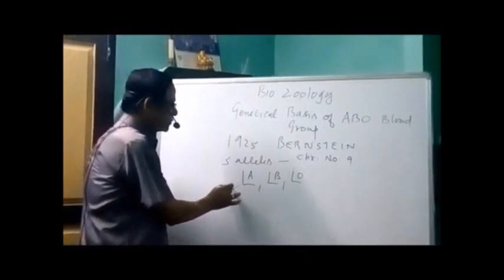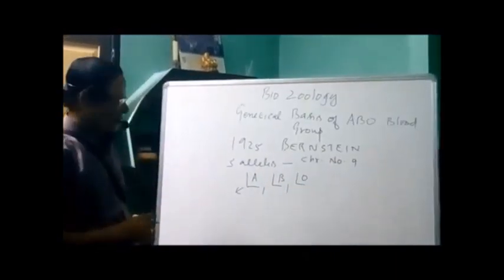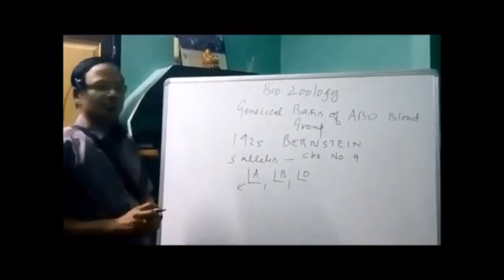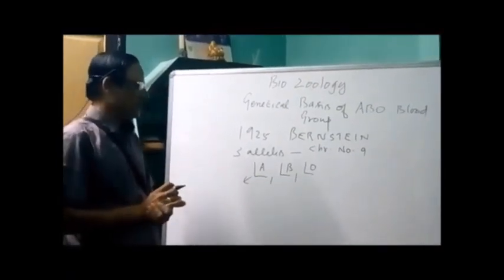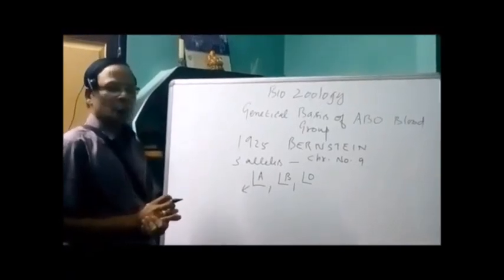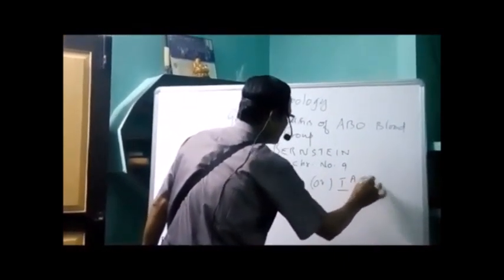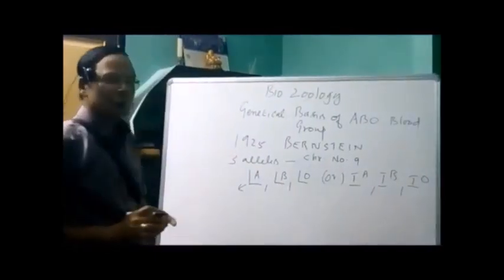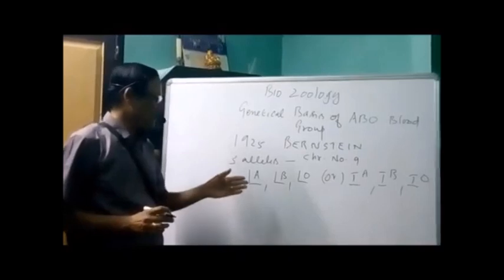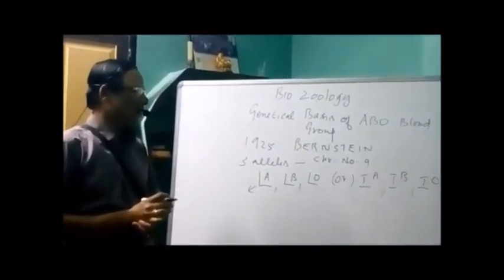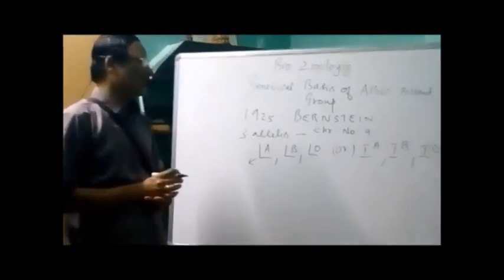Now the L refers to Carl Landsteiner, honoring Carl Landsteiner. We are using the letter L. So this is allele A, allele B, allele O. It may also be represented as IA allele, IB allele, IO allele. So we have two forms of representation, either in the form of L, A, B, O, or in the form of IA allele, IB allele, IO allele.